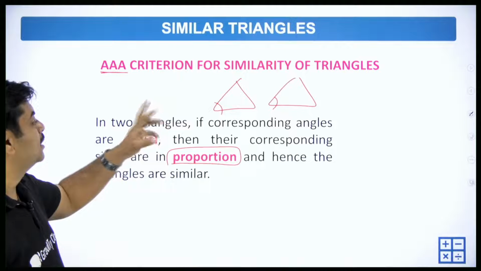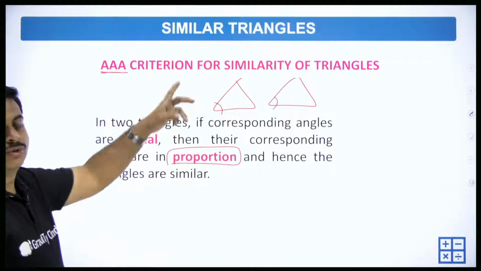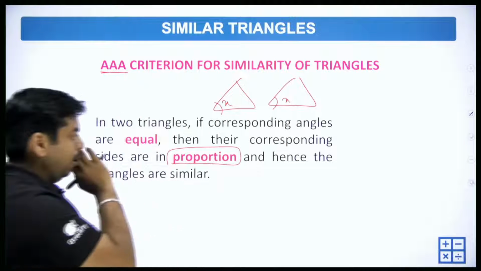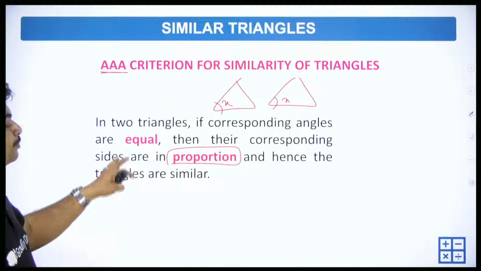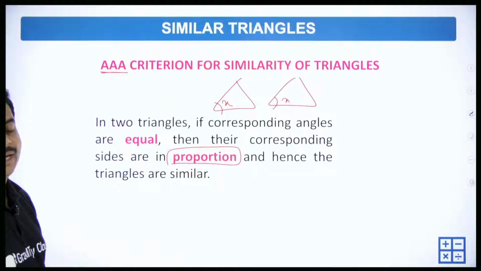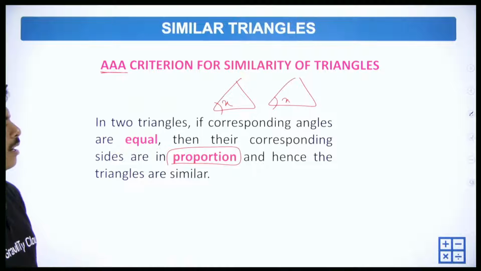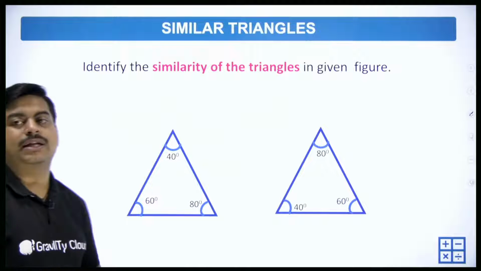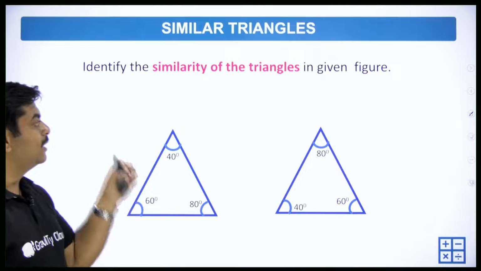If two triangles, if corresponding angles are equal, if these two corresponding angles are equal, for example, x and x, then the corresponding sides are in proportion, and hence the triangles are similar, right? All the sides and all the angles. Okay, so next what we can learn here, identify the similarity of the triangles in the given figure. We need to identify the similarity here.